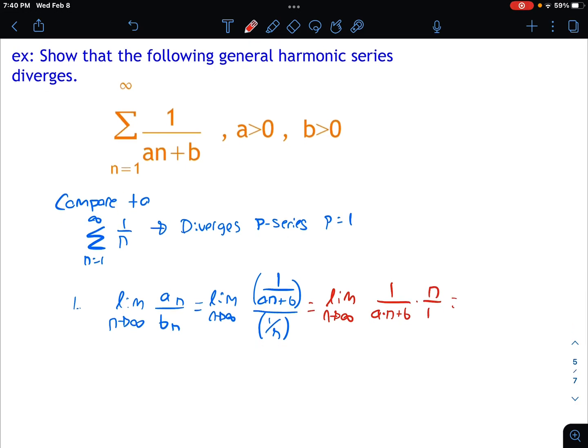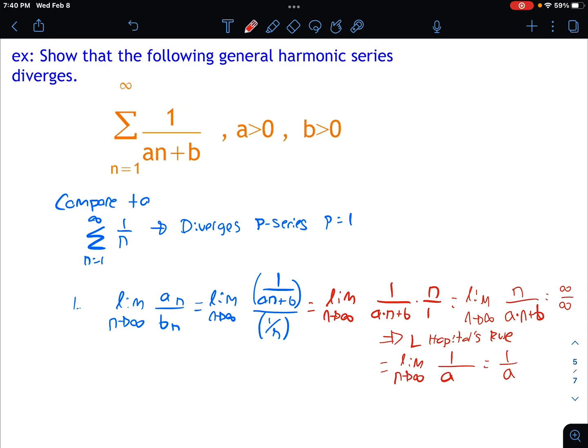All right? And when we do this, we're going to have the limit as n approaches infinity of n over a times n plus b. It's not a 6, that's a b. All right, now what we know is this is going to approach infinity over infinity. It's an indeterminate form. So what do we have to do? We have to apply L'Hopital's rule. And when we do this, we're going to get the limit as n approaches infinity of 1 over a, where a is a constant. So this limit's actually going to give us 1 over a.